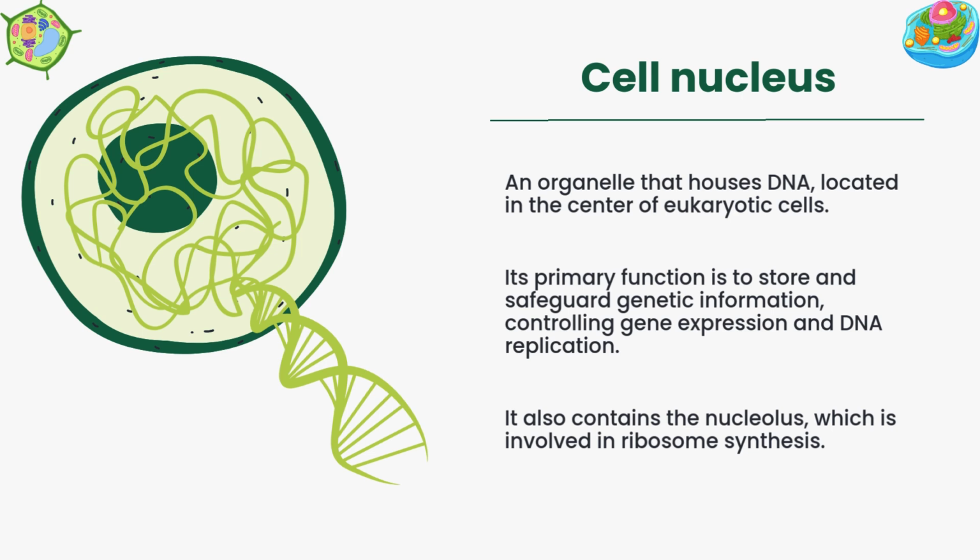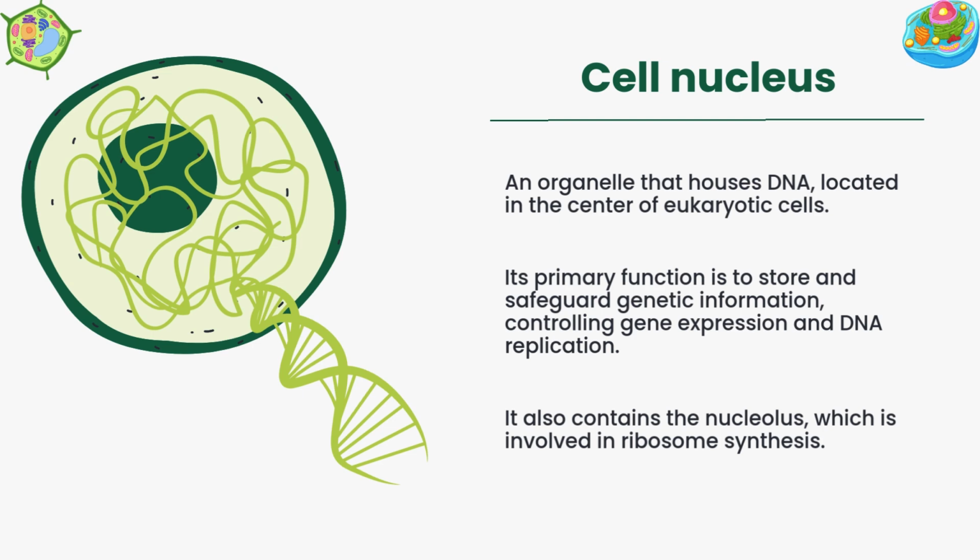So the whole nucleus, that whole circle there on the left side of your screen, its primary function is to store and safeguard genetic information. That's why we have that DNA that's coming out of it. It controls gene expression and DNA replication. So our cell nucleus is a very, very important part of the cell. This is what has all of our DNA. It tells the cell what to do, tells the cell what kind of cell it is, because skin cells are different than our heart cells or eye cells or even nail cells.